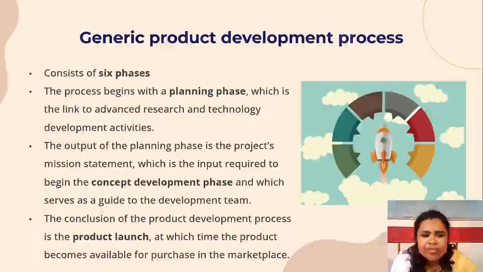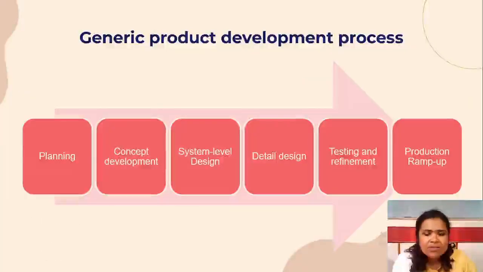It mainly consists of 6 phases. The process will begin with the planning phase, which is linked to advanced research and technology development activities. The output of the planning phase is the project's mission statement, which is the input required to begin the concept development phase and which serves as a guide to the development team. The conclusion of the product development process is the product launch, at which time the product becomes available for purchase in the marketplace.